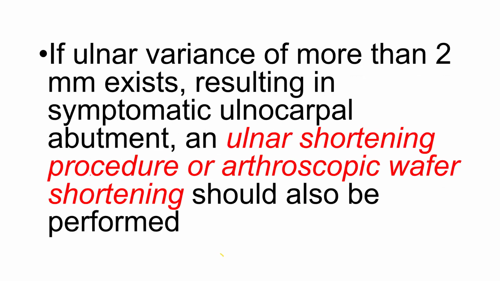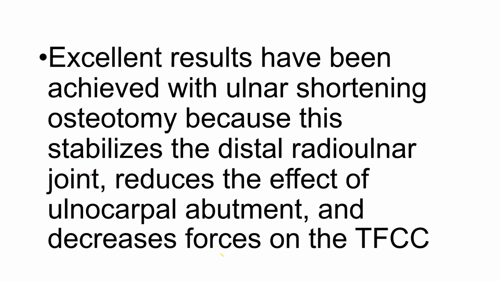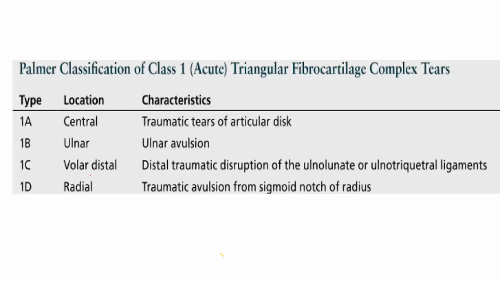If ulnar variants of more than 2 millimeters exist, resulting in symptomatic ulnar carpal abutment, ulnar shortening, or an arthroscopic wafer shortening should be performed. Excellent results have been achieved by ulnar shortening because this stabilizes the distal radial ulnar joint, reduces the effect of ulnar carpal abutment, and decreases the force on the triangular fibrocartilage.